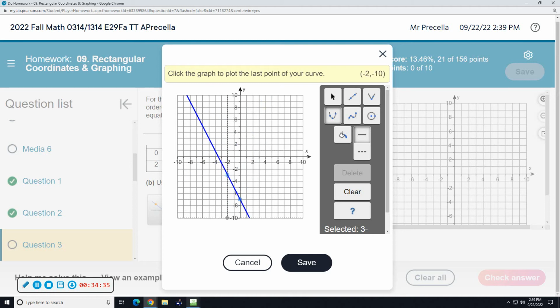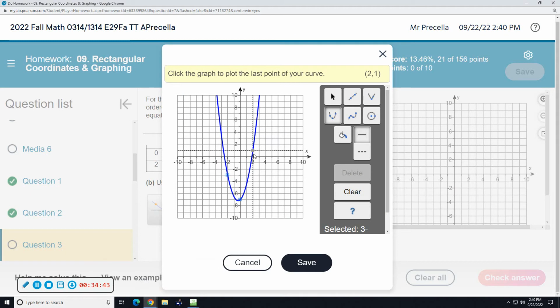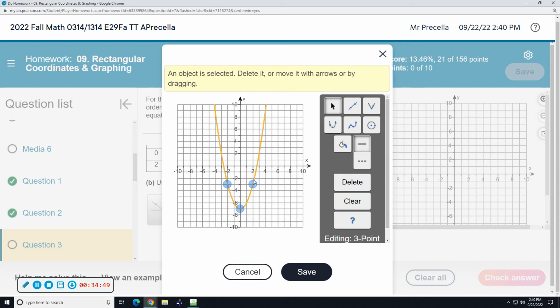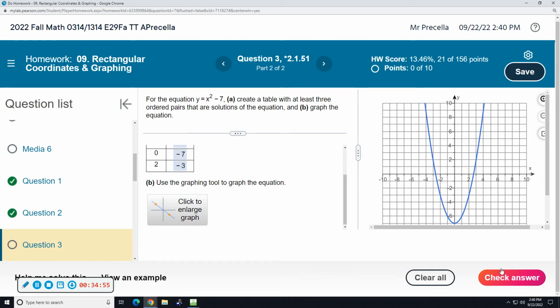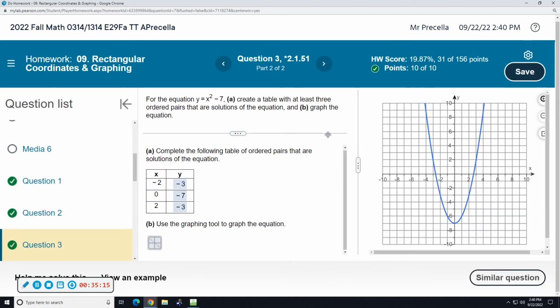So what was the third point? I need to find that. +2, -3. Is that the point I wanted? Yes. Okay, I'll click the 2, -3. I save it, and notice it transfers it. Once you save it, as I said earlier, it transfers it to the original grid. Check answer. Any questions there? Okay. I want to do number 7.